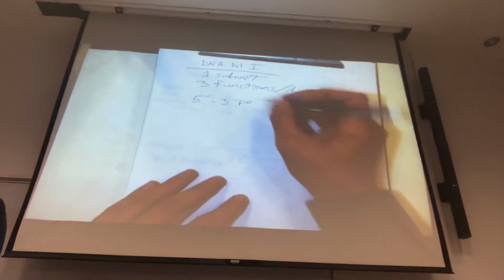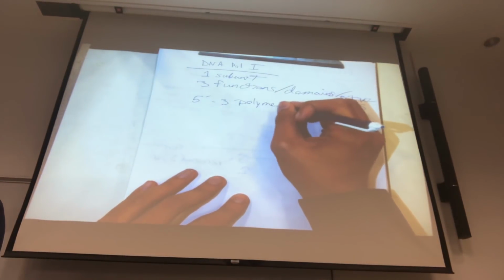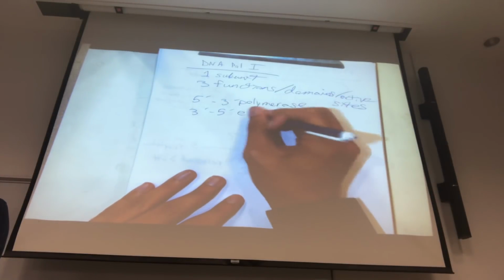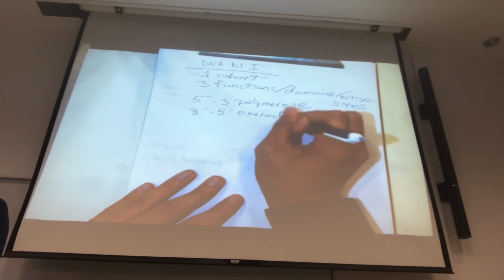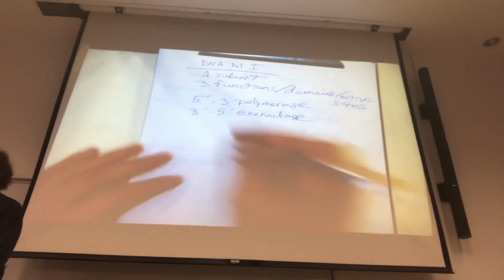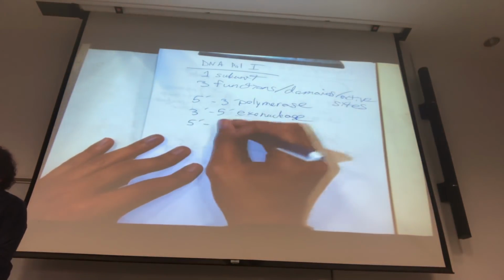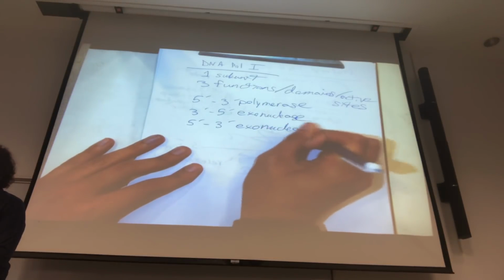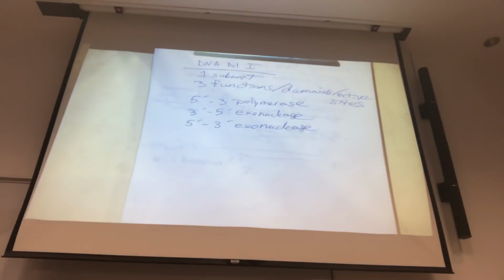So, one subunit with 3 activities, 2 of which we already know. And they're the same functions here. 5' to 3' polymerase, it replicates DNA. 3' to 5' exonuclease, it edits errors. And a brand new function here, called 5' to 3' exonuclease.